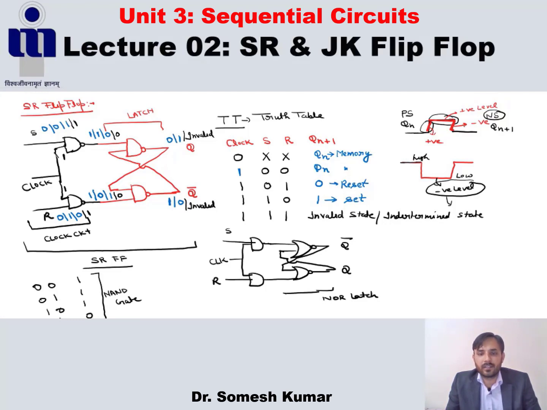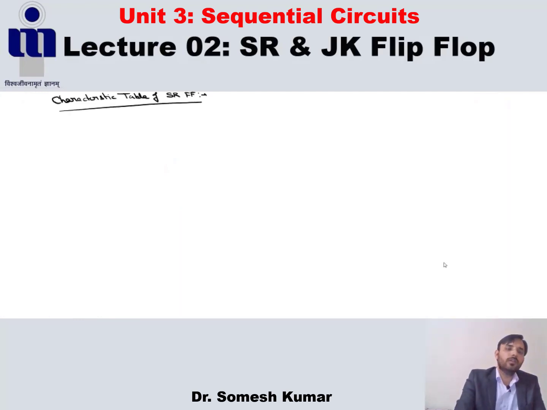Fine. So next is the characteristic table. Basically the truth table and characteristic table are more or less the same. In the truth table we represent the outputs and inputs, and here also we represent the outputs and the inputs. But in the outputs we represent both the states, the previous state and the next state. Here the previous state I represent as Qn and the next state is Qn plus 1. And here I am assuming our clock is always on, meaning 1.